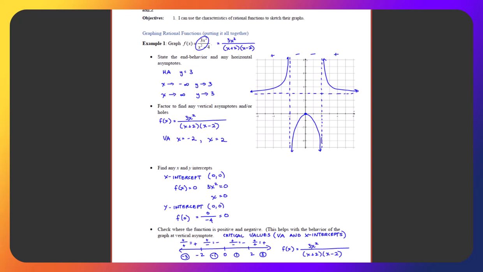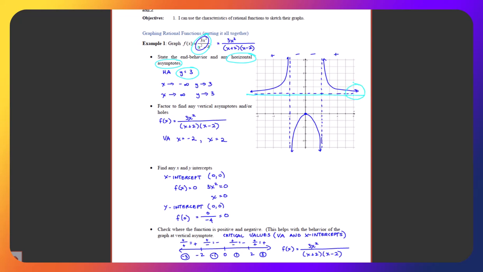Okay, so day 5, the last day of this unit, puts everything together. So we are to graph this rational function. And so first of all, to find any horizontal asymptotes, we take a look at the first term of the numerator and denominator. Since the degrees are the same, we just take the ratio of the coefficients, 3 over 1, and that's y equals 3, and there's our horizontal asymptote.